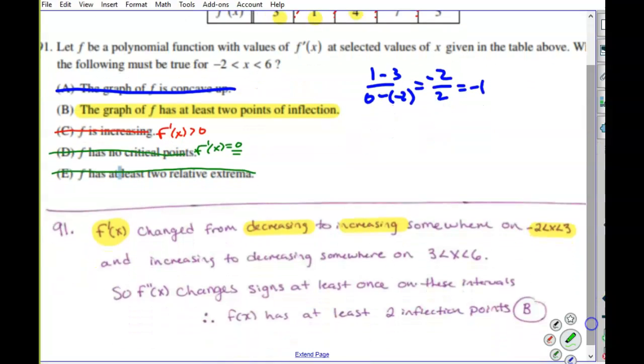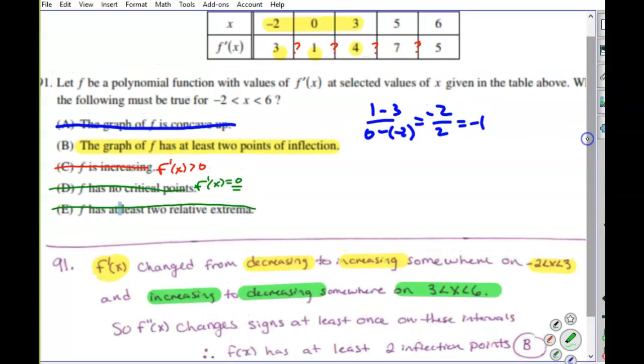And then the same logic is applied here. We go from increasing to decreasing somewhere on 3 to 6. So look at from 3 to 6, I go from 4 to 7. So I increase, and then I decrease to 5. So my rate of change is changing, which means I have a change, a point of inflection.